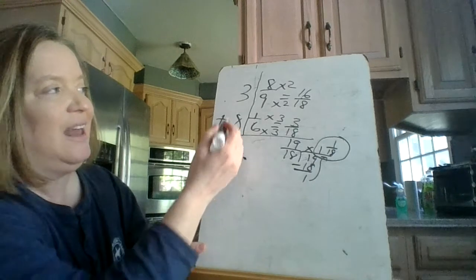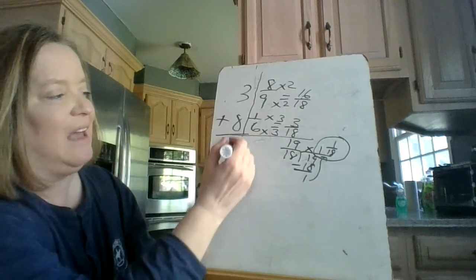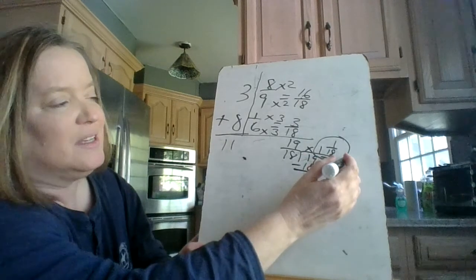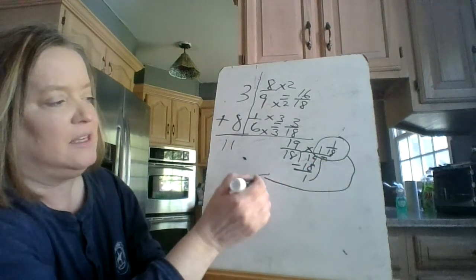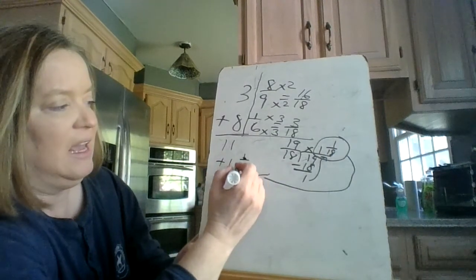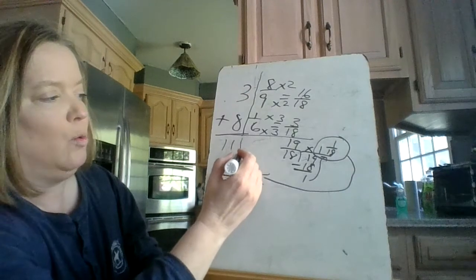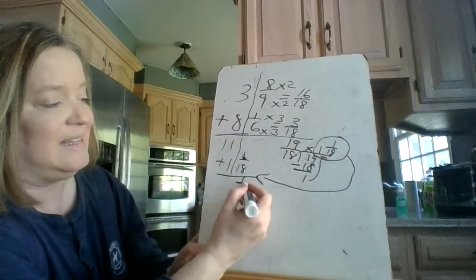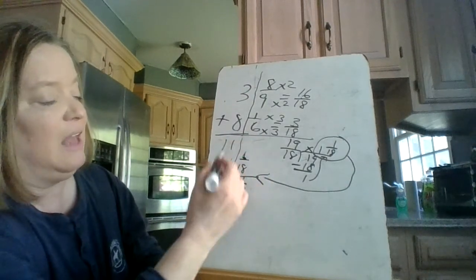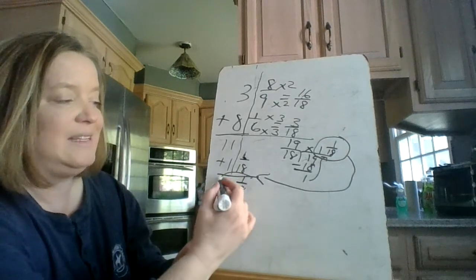But I can't forget I have to add my whole numbers here. So when I do 8 and 3, I get 11. And then I'm going to bring this mixed number over here and just add it on. And again, I'm keeping my fractions and my whole numbers separate. So 1/18 and nothing is 1/18, and 11 plus 1 is 12. So my final answer here would be 12 and 1/18.